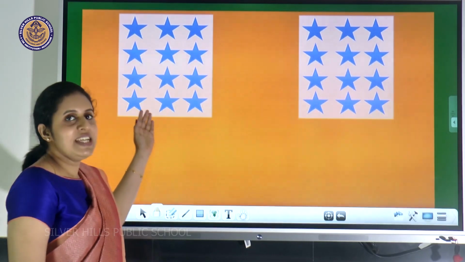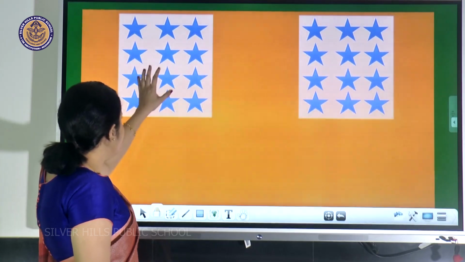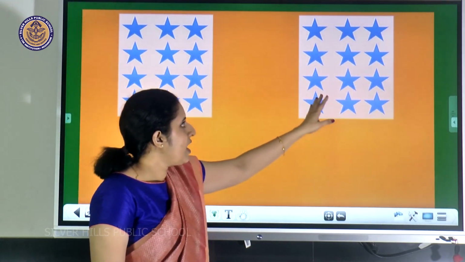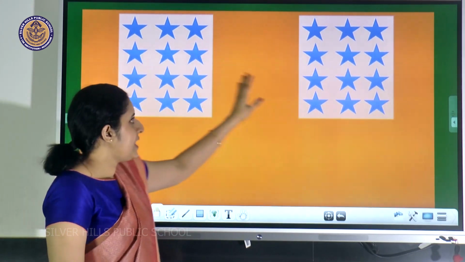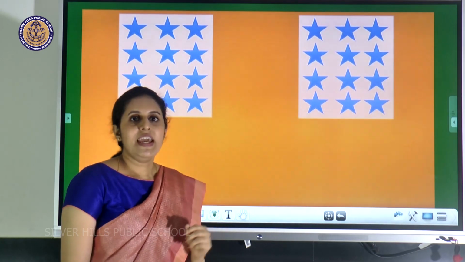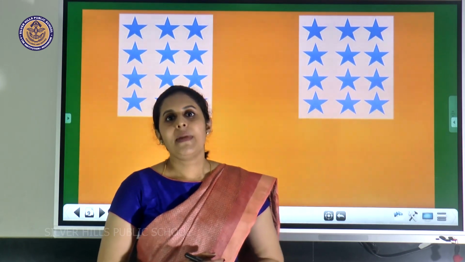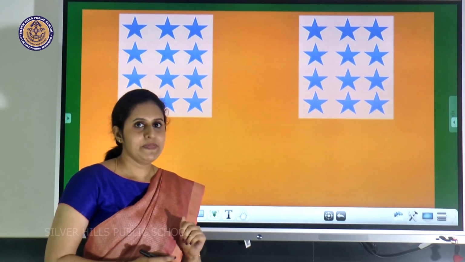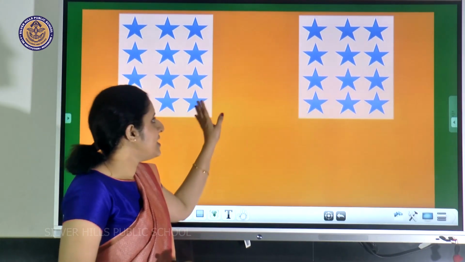What are they? Yes, they are stars. They are blue stars. Now, here you see a set of stars. The same set of stars I have put here another time. So, this and this are the same. Here we are going to see two ways of writing multiplication sentences for the same thing. Clear? Two ways of writing the multiplication sentences for the same thing.